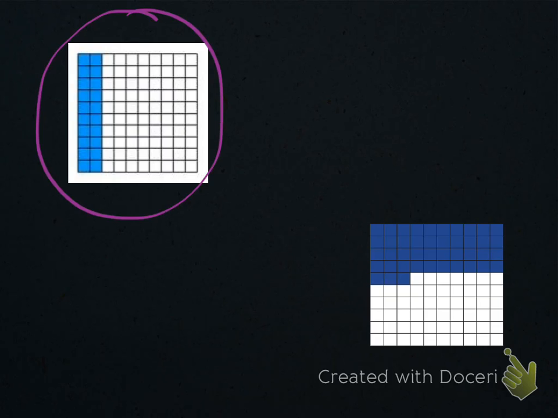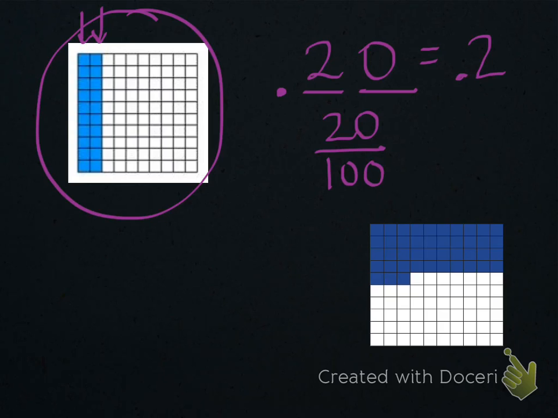Notice this one is now broken down not into tenths but hundredths. So if we were to write it as a decimal, how many are filled in? Well, I see 10 here, 20 total. So we would say this as 20 hundredths. We could also say that is equivalent to 2 tenths. And if we were to write either of these as a fraction, we would say 20 out of 100 or 2 out of 10.